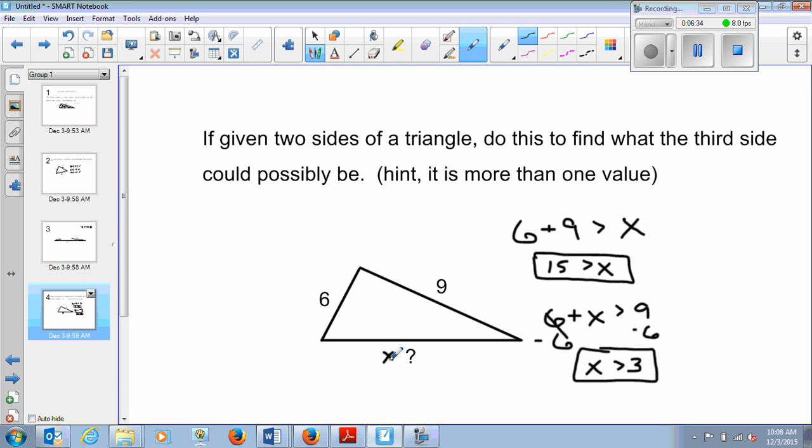X could technically be any side that was between 3 and 15. It could be 4, it could be 5, 6, 7, 8, 9, 10, 11, 12, 13, or 14. But it can't be 3 or less. It can't be 15 or more. And looking from the picture, we see it couldn't possibly be 4 because that looks like the longest side. I'm not, again, saying what the length is. I'm just saying what it could possibly be.